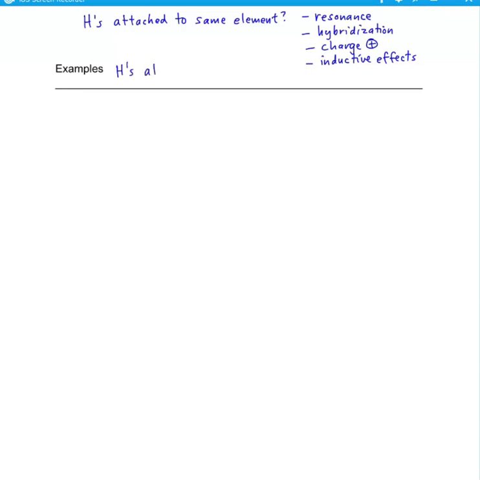If the hydrogens are attached to different elements, then the factors you would consider would either be electronegativity, if those two elements are in the same period, or size and polarizability, if the two elements are in the same group.